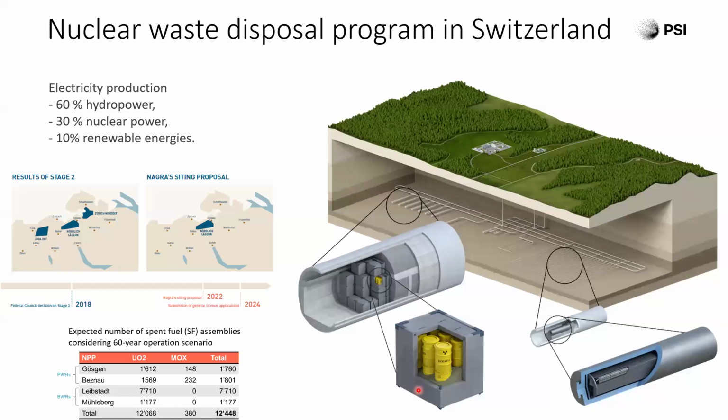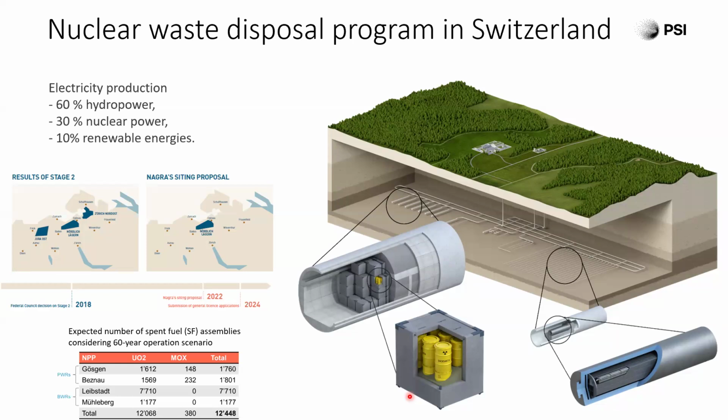So in Switzerland, 30% of the electrical energy is produced by nuclear power. 60% is hydropower and 10% is renewable energies. So this means that we have nuclear waste. Nuclear waste is currently stored at the Paul Scherrer Institute, the institute where I'm working. This is a temporary storage, but in the long term, we have to store this nuclear waste underground safely for the next 100,000 to 1 million years. So this is, of course, very challenging.